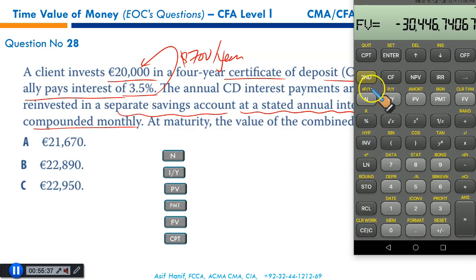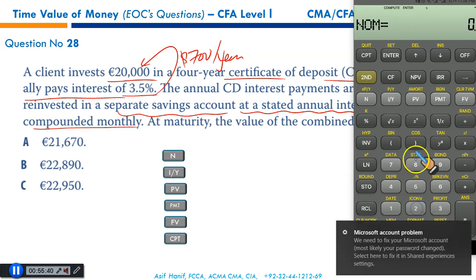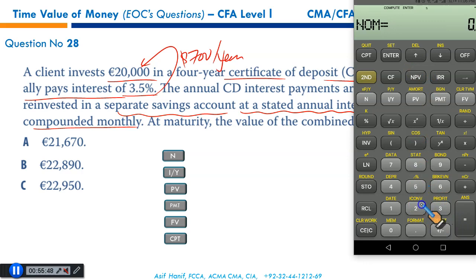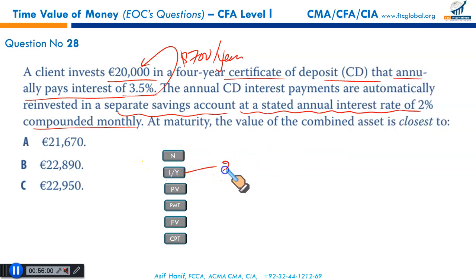You know the computations. Second, interest rate conversion. Our nominal rate is 2. Compounding is being done on a monthly basis, 12. Effective interest is 2.018. So 2.0184 would be your interest rate for the period.